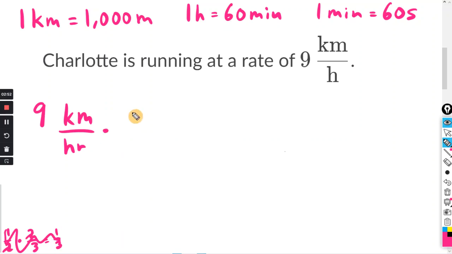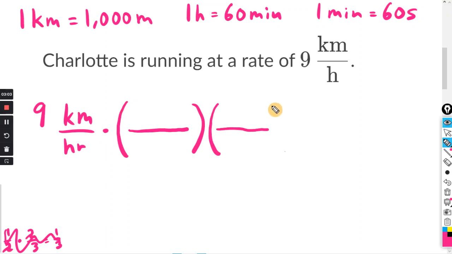All right, so remember we said in the beginning, you can multiply by 1 over the other. So I'm going to set up at least two fractions here. I'm thinking more like 3, actually, because there's 3 conversions. So I'm going to set up 3 fractions here. We're going to multiply.